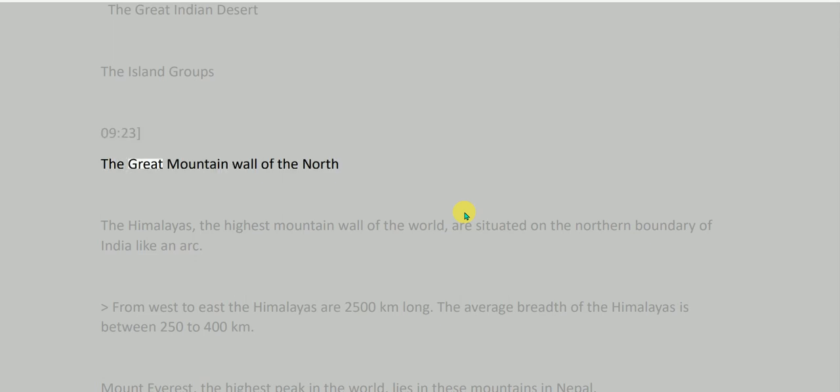The Great Mountain Wall of the North. The Himalayas, the highest mountain wall of the world, are situated on the northern boundary of India like an arc. From west to east the Himalayas are 2,500 kilometers long. The average breadth of the Himalayas is between 250 to 400 kilometers. Mount Everest, the highest peak in the world, lies in these mountains in Nepal.